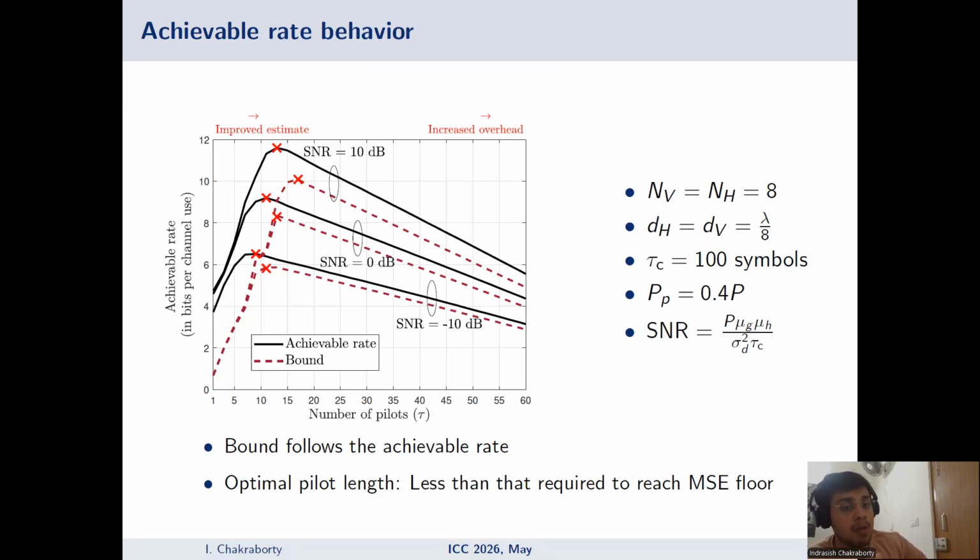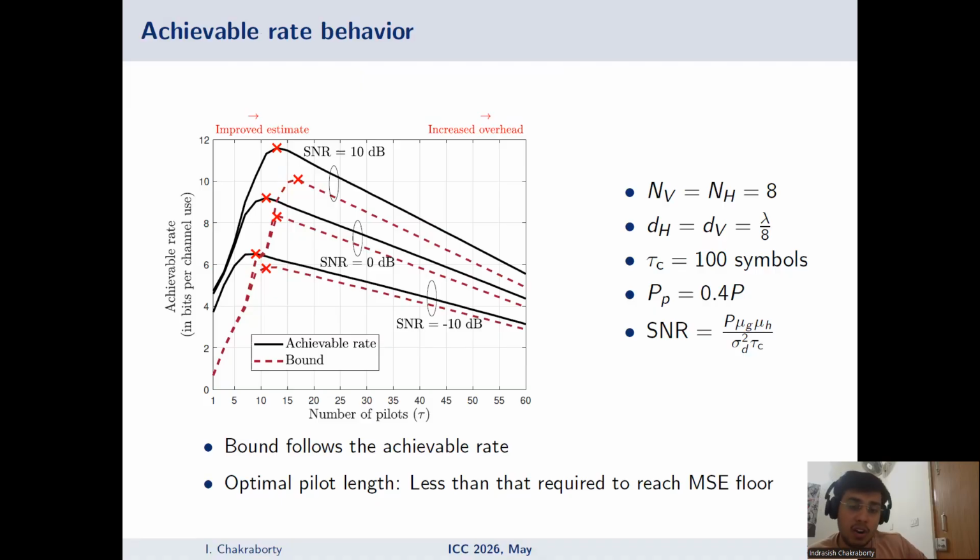We have also plotted our bound, where we have shown that our bound tracks the achievable rate quite well, and we also have observed that the optimal pilot length that maximizes the rate is lesser than that required to reach that MSE.